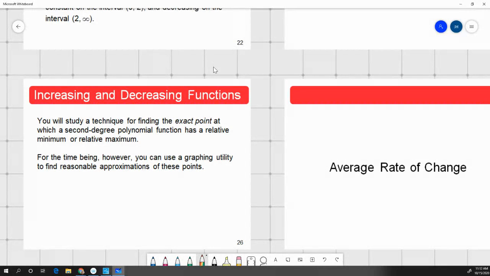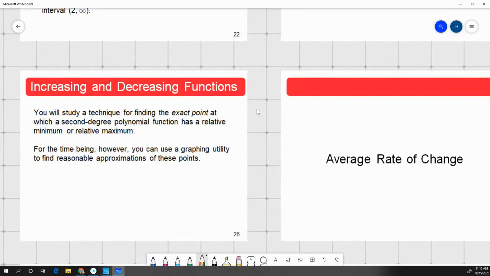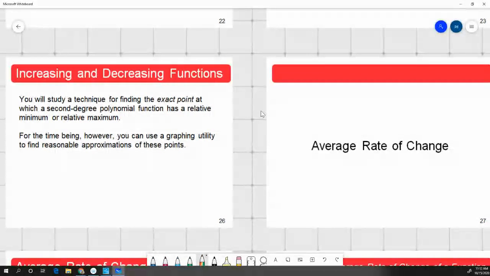So you will study a technique for finding the exact point at which a second degree polynomial function has a relative minimum or a relative maximum. You've done it before in Algebra 2. It deals with quadratics. Remember when we had the parabola, you could always figure out the vertex, right? And by using minus b over 2a, it would give you the vertex, whether that was a minimum or a maximum. And a second degree polynomial is a quadratic. And you guys know how to solve quadratics. But we aren't getting to that today.